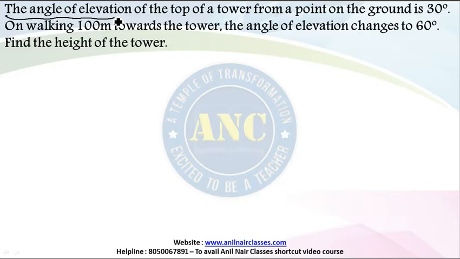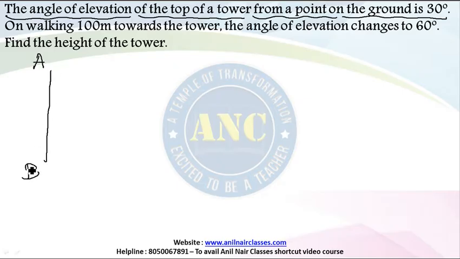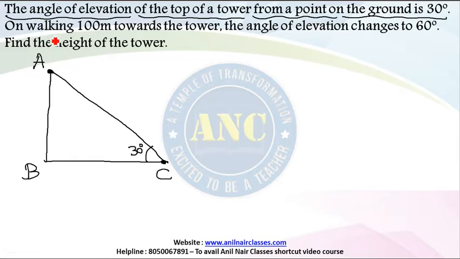The angle of elevation of the top of a tower from a point on the ground is 30 degrees. That means there is a tower. This tower I will name AB. This is the top of the tower, and this is the ground. Ground is BC. From this point on the ground, point C, the angle of elevation is 30 degrees. Yes, this is what my first statement is saying. I understood my first statement. Move on to the second statement.